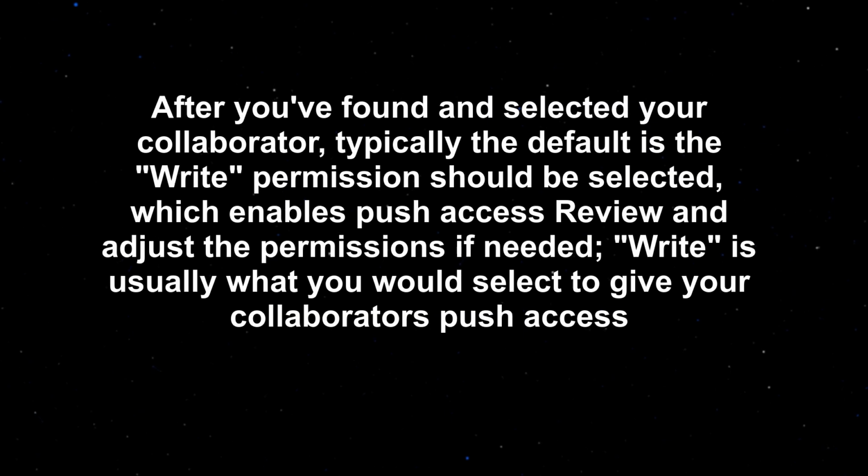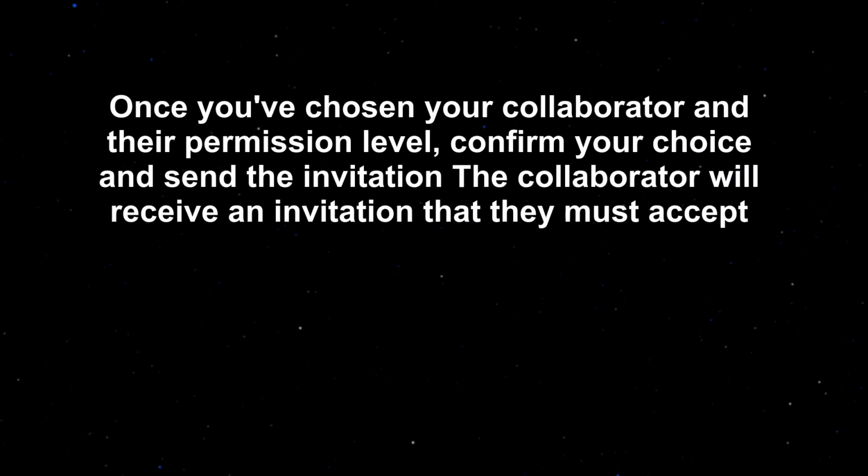After you've found and selected your collaborator, typically the default is the right permission, which enables push access. Review and adjust the permissions if needed. Write is usually what you would select to give your collaborators push access. Once you've chosen your collaborator and their permission level, confirm your choice and send the invitation.